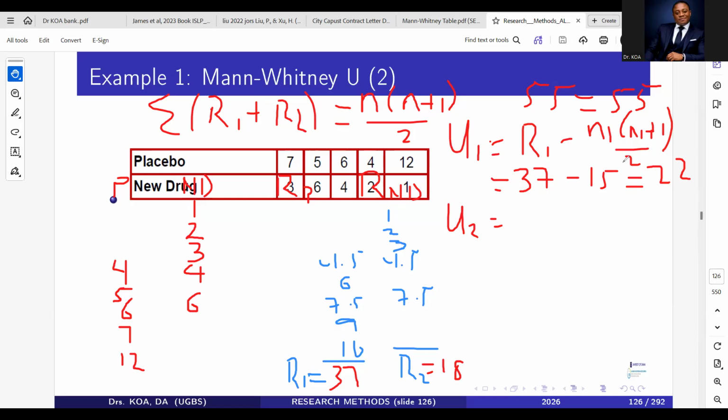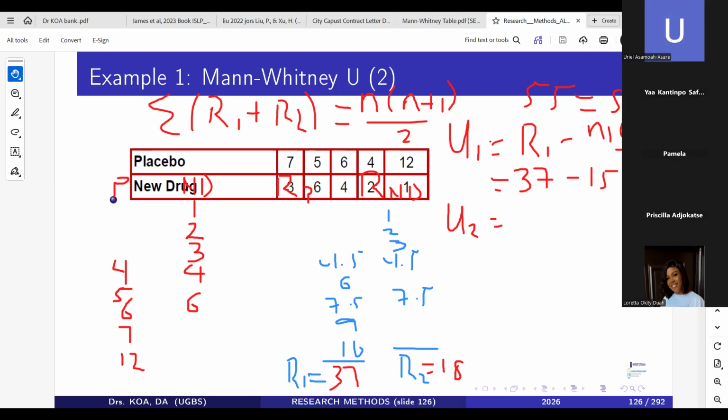Okay. So who has been able to crack it so far? Who has the answer for U2? I'm looking for more hands. It's the same old participatory hands. Yes, Akosua. Prof, U2 is 3. U2 is 3. Very good.